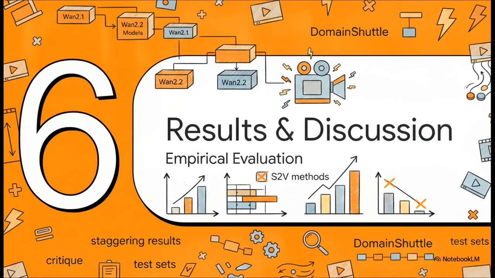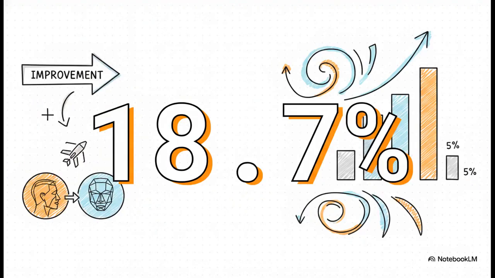Which brings us to Section 6, Results and Critical Discussion. We've seen the architecture, we've broken down the loss functions, and we've analyzed the training pipeline. Now we transition into the falling action of our explainer. It's time to actually look at the empirical success of DomainShuttle, evaluate the hard numbers, and rigorously critique its boundaries.